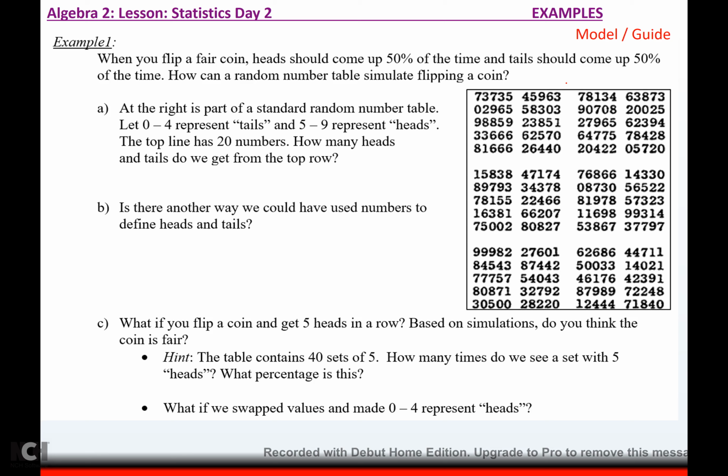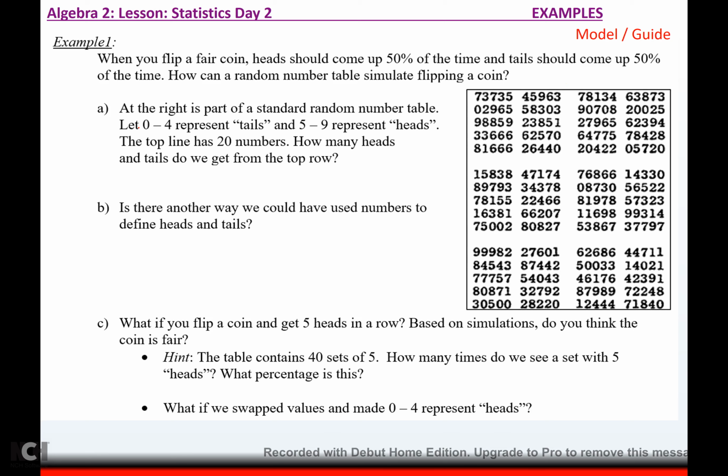It says when you flip a fair coin, heads should come up 50% of the time and tails should come up 50% of the time. How can a random number table simulate flipping a coin? Well, at the right is part of a standard random number table.